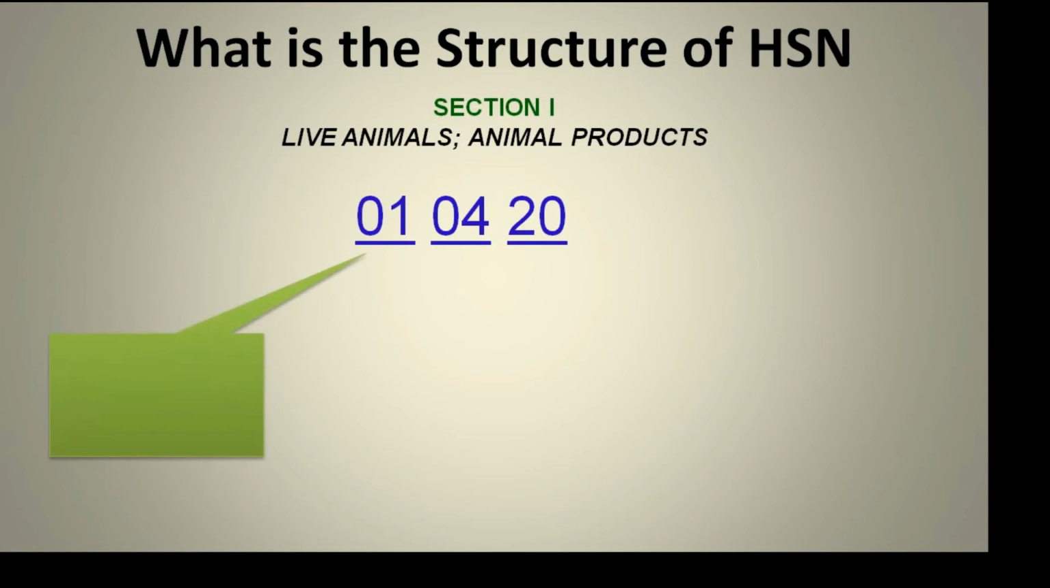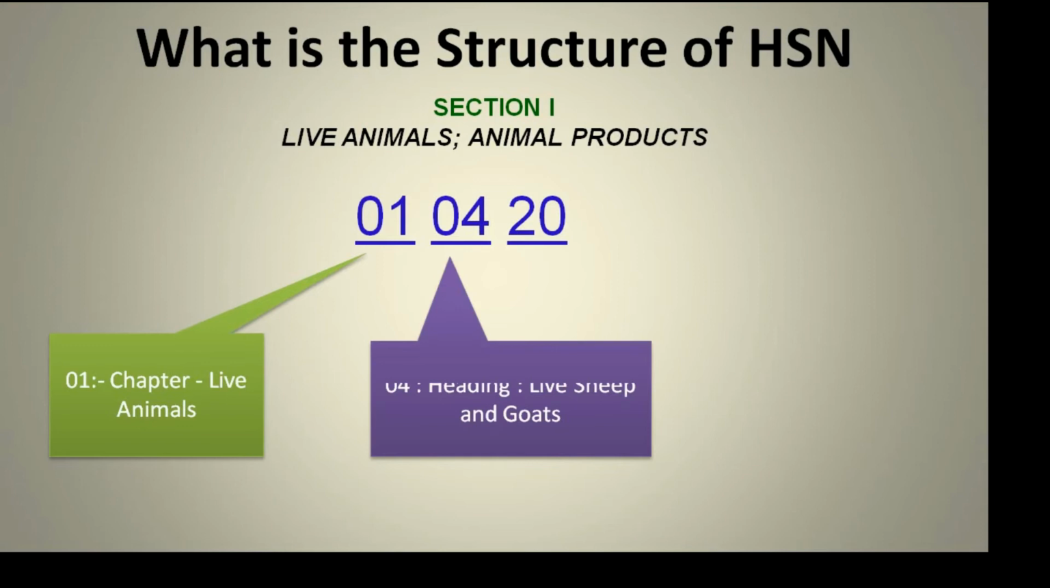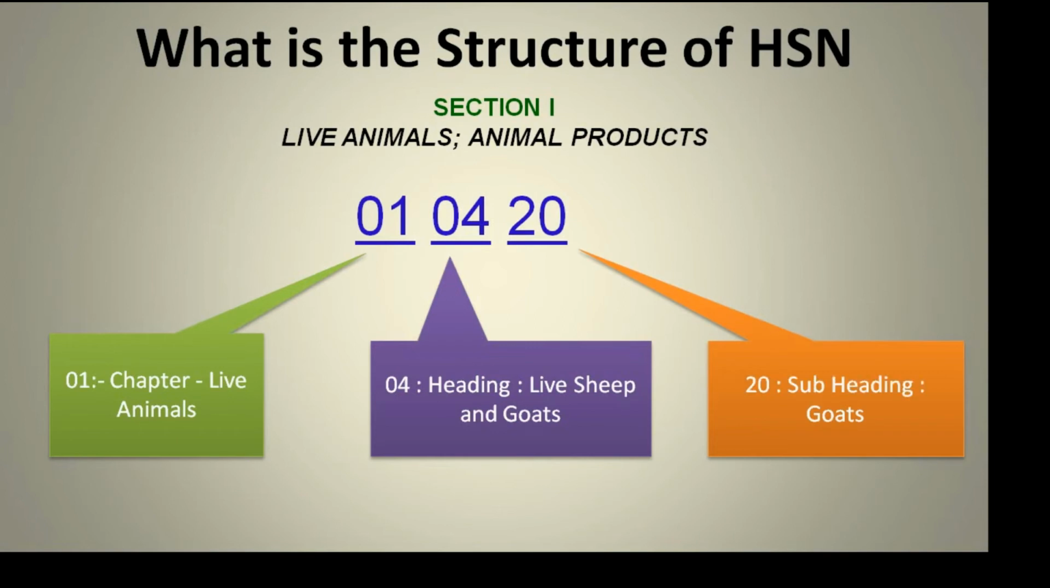Let's discuss the structure of HSN code. Let's take an example. Section 1 deals with live animals, animal products. You will see 010420. 01 stands for chapter, that is live animals. 04 stands for heading, that is live sheep and goats. And 20 stands for subheading, that is goats.